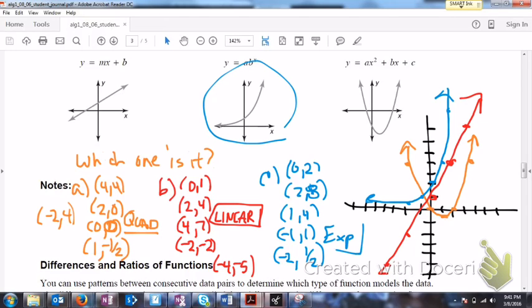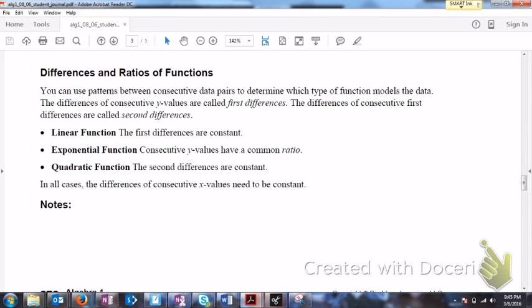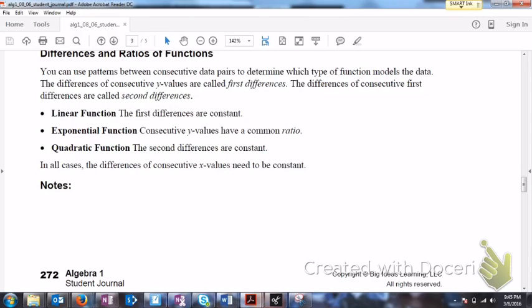So the first way we'll learn how to figure out which one it is is just by graphing. And we've graphed all these in the past. We can tell what they are. Second way, if we scroll down or just look down the page, is looking at the differences and ratios of functions. Basically, we have linear functions, where the first differences are constant, something we've done before. Keyword there is first difference. Exponential functions have a common ratio, so that means we multiply. On the first one we add or subtract. And for a quadratic, we're actually going to look at the second differences. So let's look at a few examples.